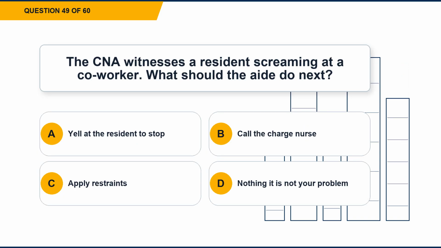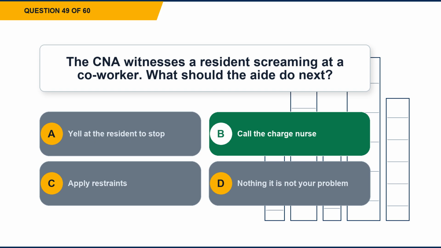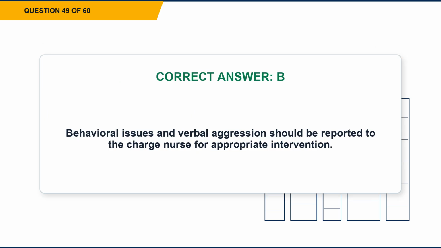Question 49. The CNA witnesses a resident screaming at a coworker. What should the aide do next? Option A, yell at the resident to stop. Option B, call the charge nurse. Option C, apply restraints. Option D, nothing, it is not your problem. The correct answer is option B, call the charge nurse. Explanation. Behavioral issues and verbal aggression should be reported to the charge nurse for appropriate intervention.